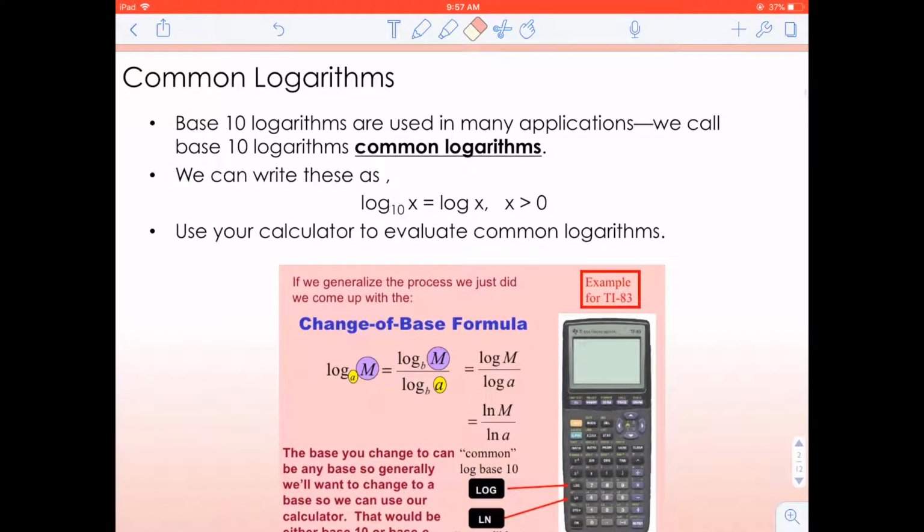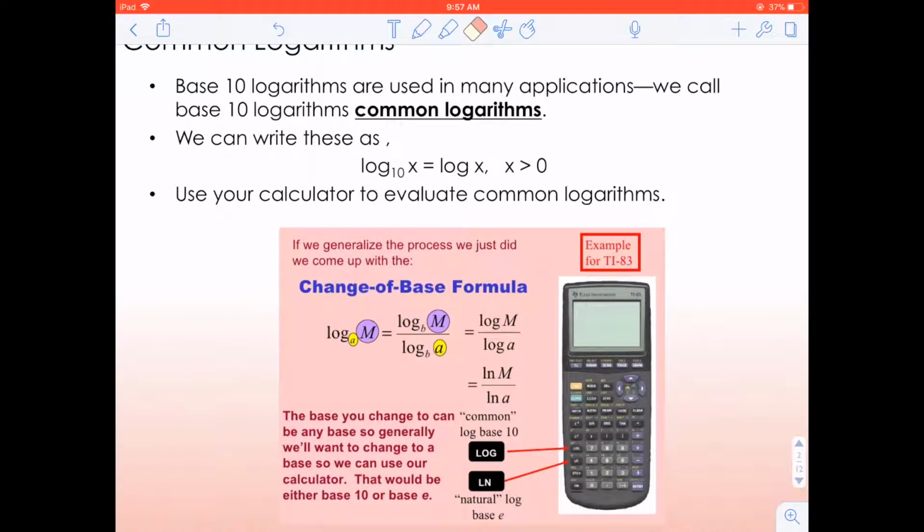Okay, so common logarithms. These are logarithms with base 10. We kind of talked about this a tiny bit at the beginning of chapter 7, but this is going to go in more depth. And we like logarithms of base 10 because our calculator uses them and they're a lot easier to deal with.